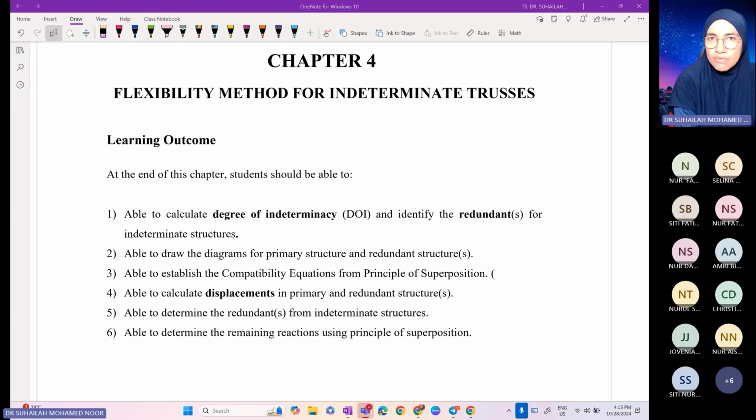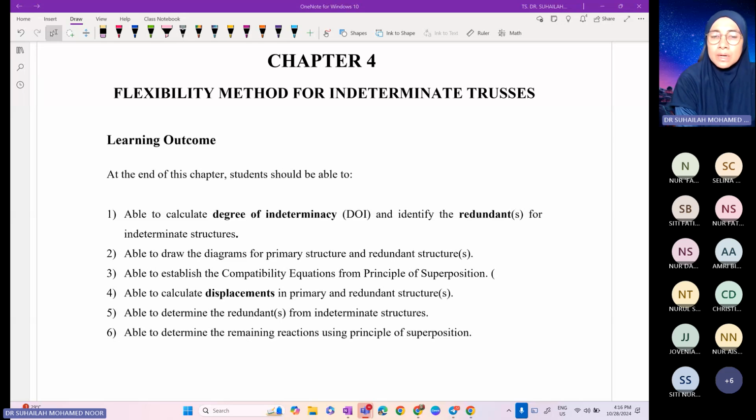Okay, this week number 4, indeterminate structure. So we are going to discuss indeterminate truss using the flexibility method. Basically, the procedure is all the same. So we will apply, as usual, the principle of superposition to determine the redundant in the truss system.